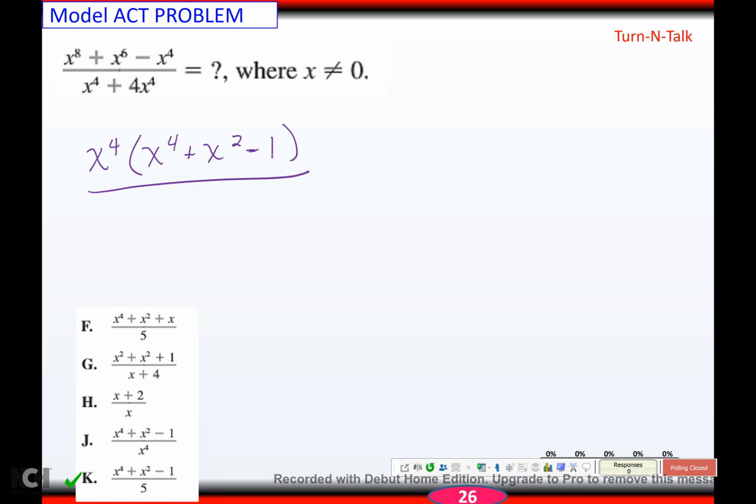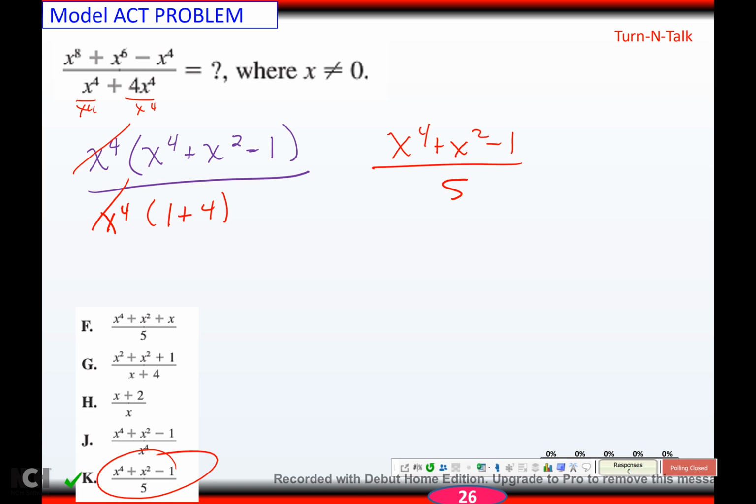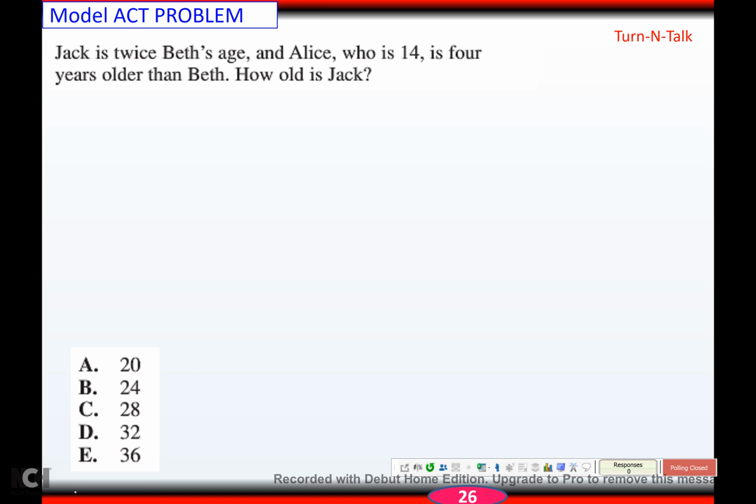And again on the bottom, I notice that I can factor out an x to the 4th. And if I factor out an x to the 4th, I get 1 plus 4. Well, those cancel. Top is as done as I'm going to get it. And the bottom is 5. Okay. Try this one. Hit pause. Come back when you're ready.